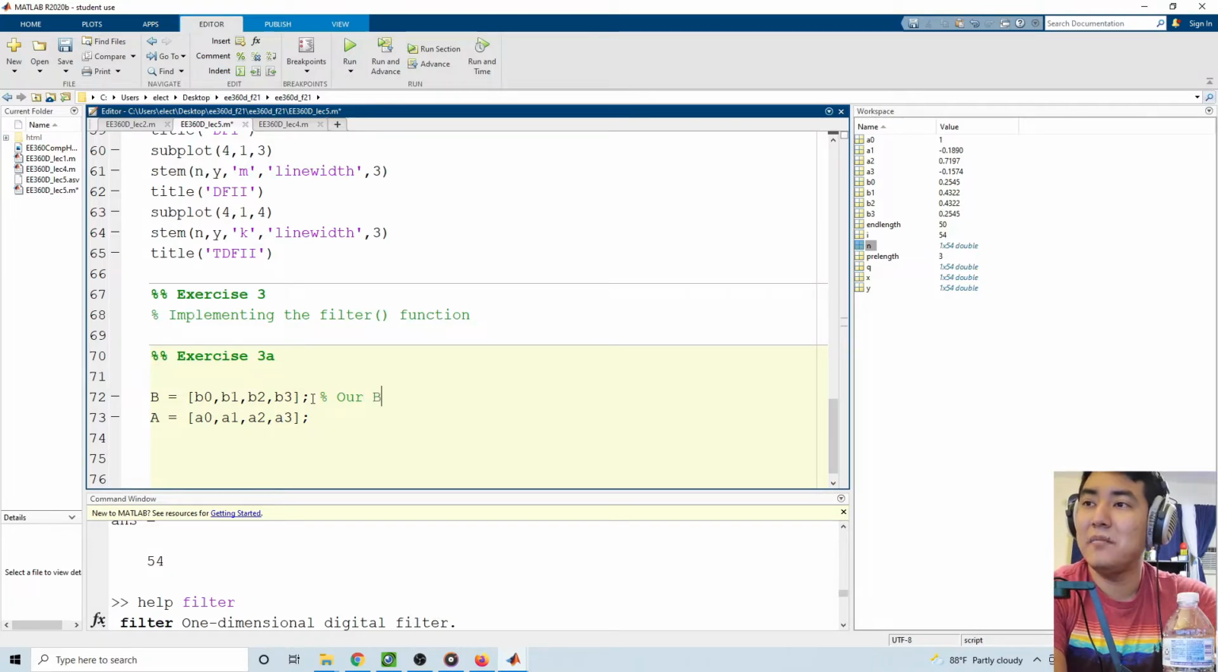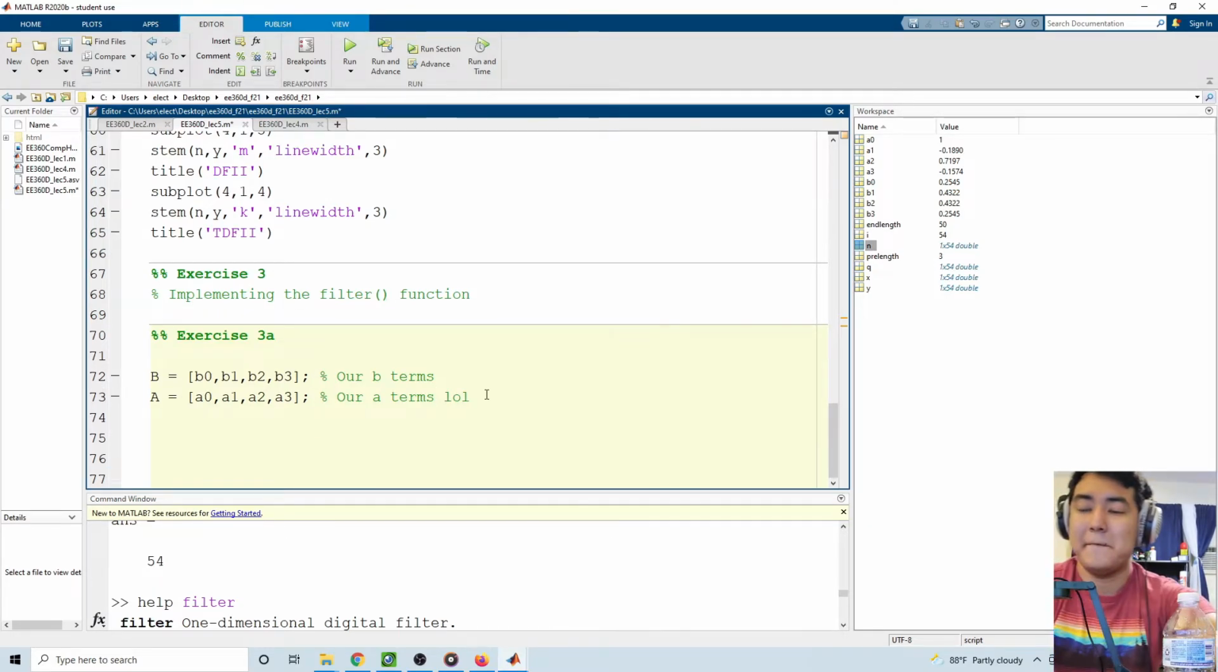Our B terms, our A terms. And now, Y filter or something like that, which is equal to filter B, A, and then X.